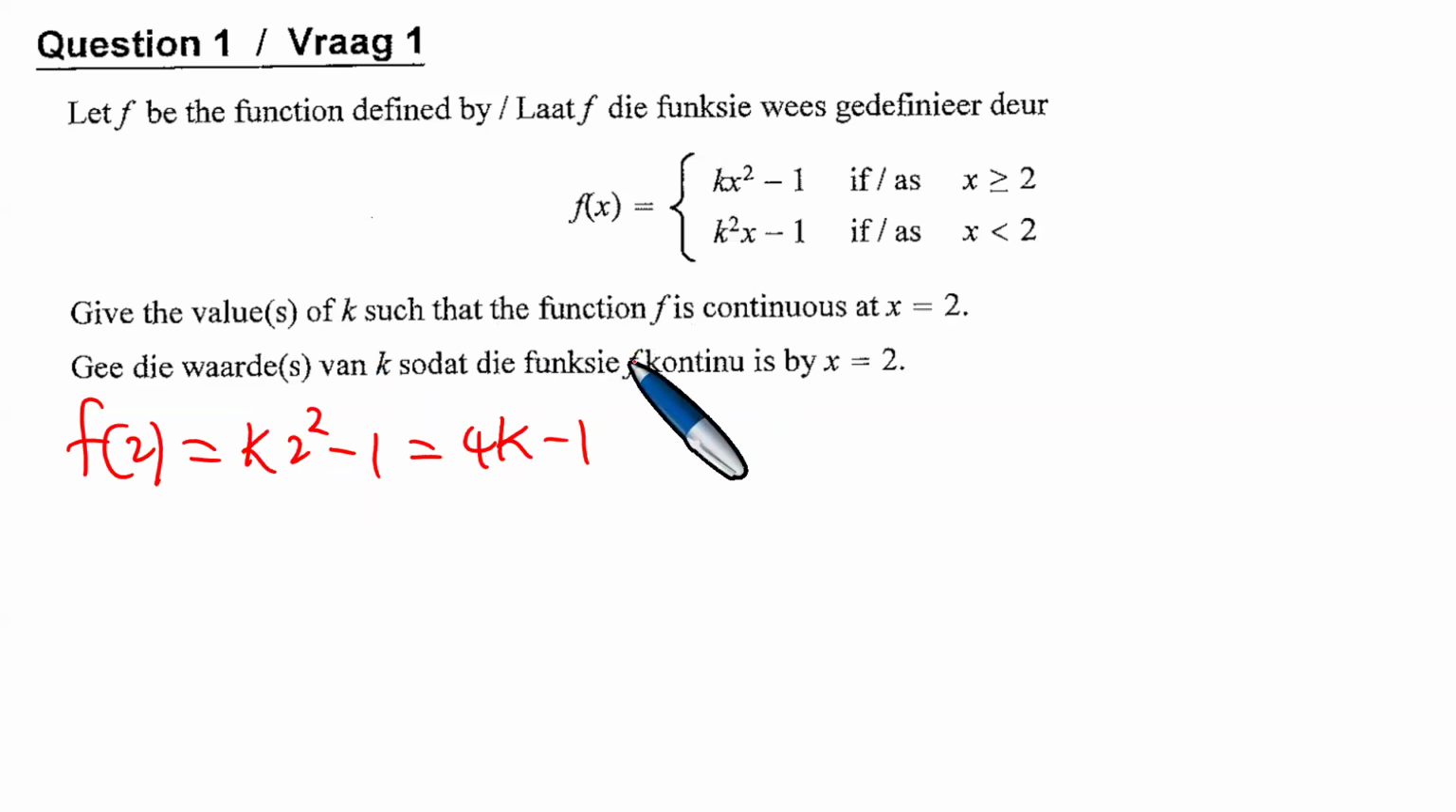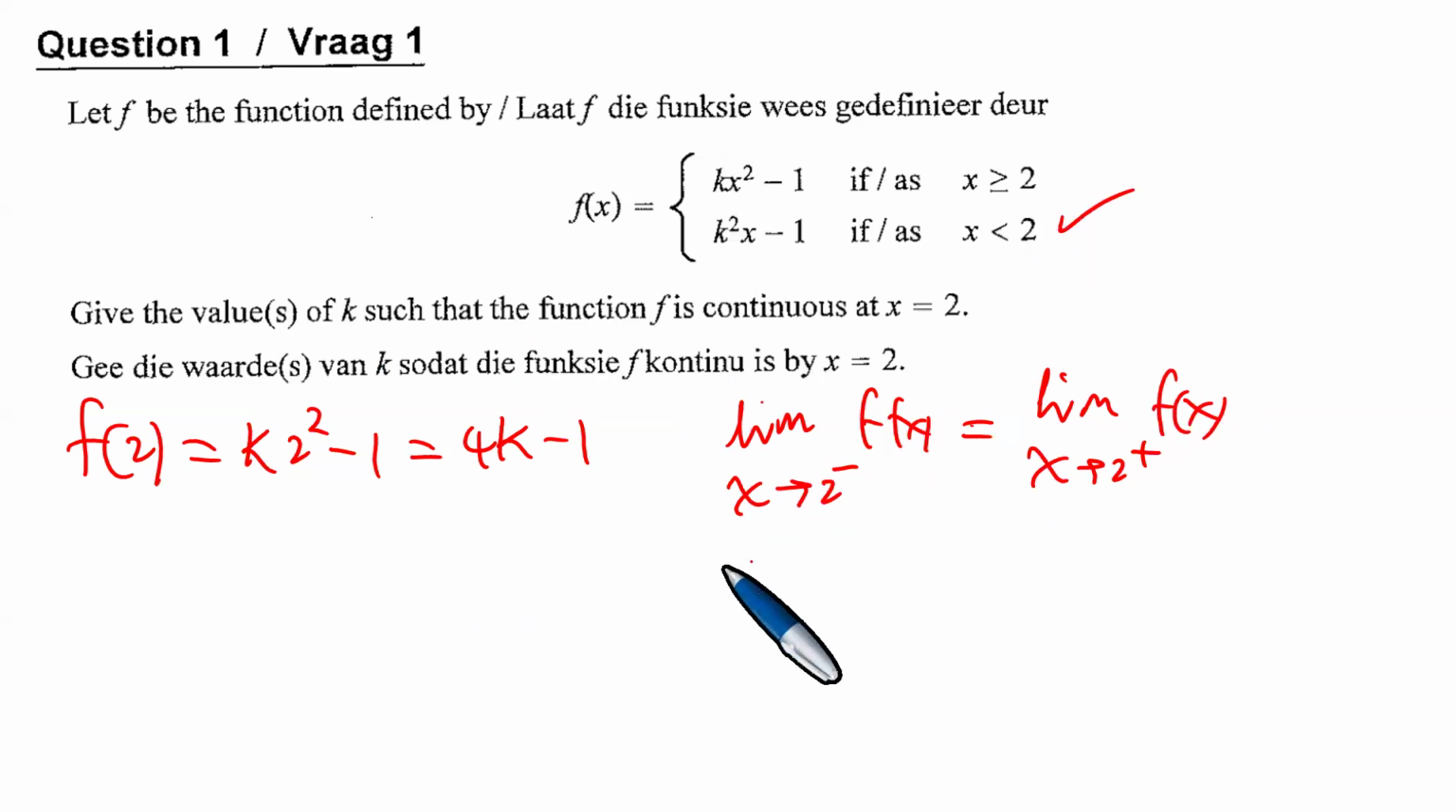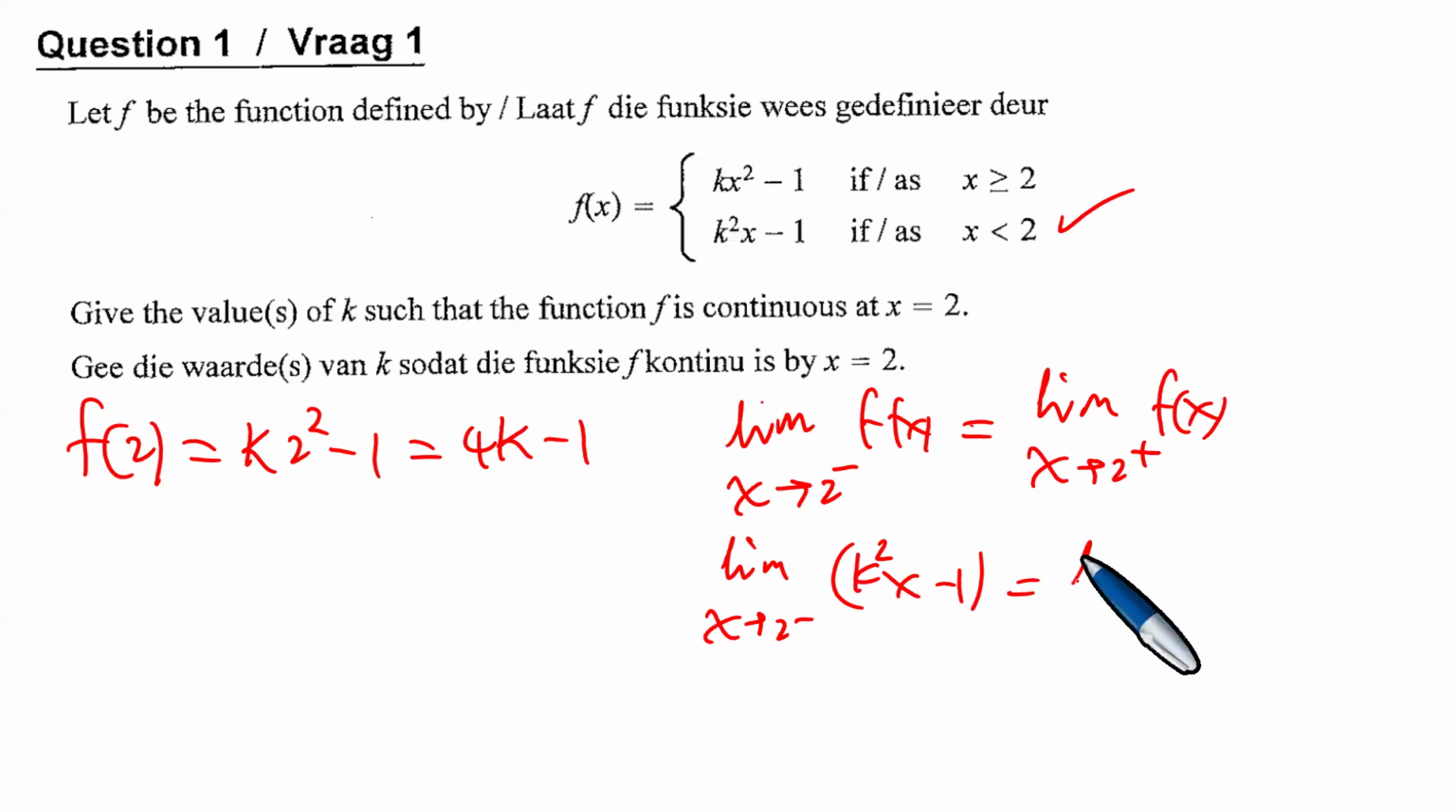And the values of k for which the function is continuous. If the function is continuous, that means the limit as x tends to 2 from the left of f of x must be equal to the limit as x tends to 2 from the right of f of x. From the left is when x is less than 2, which means you'd have the limit as x tends to 2 from the left of k squared x minus 1. And we have the limit as x tends to 2 from the right, bigger than 2, which is k.